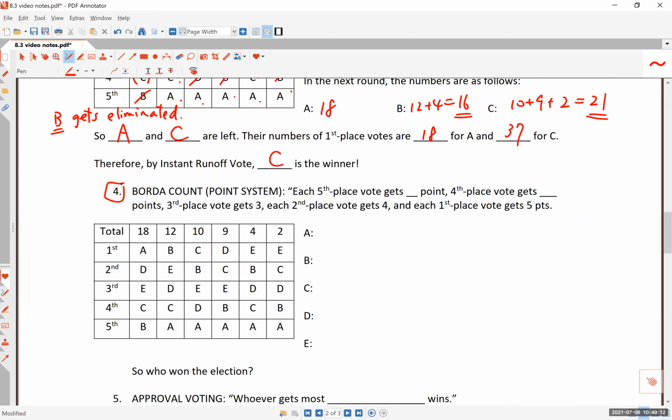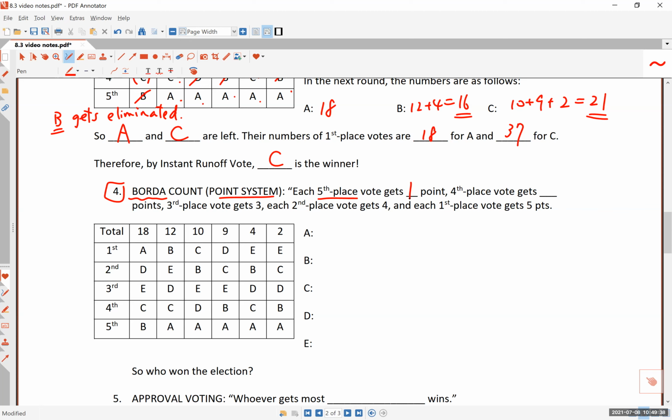Because we want to consider everybody's opinion, we want to give points. This is a point system, and this was originally conceived by another French philosopher or political scientist named Borda. So this is called the Borda count method, or simply Borda count. In this case, if 5 people are running, like A, B, C, D, E, the last place gets 1 point.